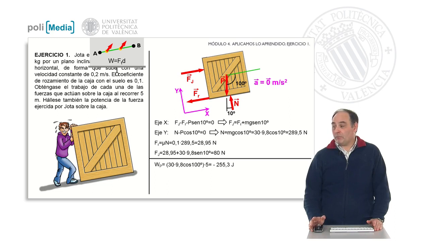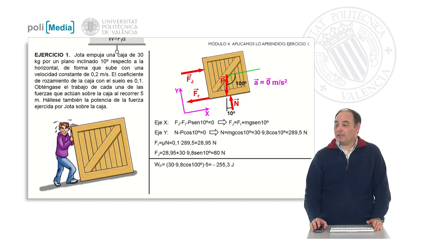Note that it is negative because the cosine of 100 degrees is negative since it is an obtuse angle greater than 90. Also, it is to be expected because, as we can see, the force, that is the weight, is hindering the motion. So as it corresponds to that detail, the work of the weight is negative.